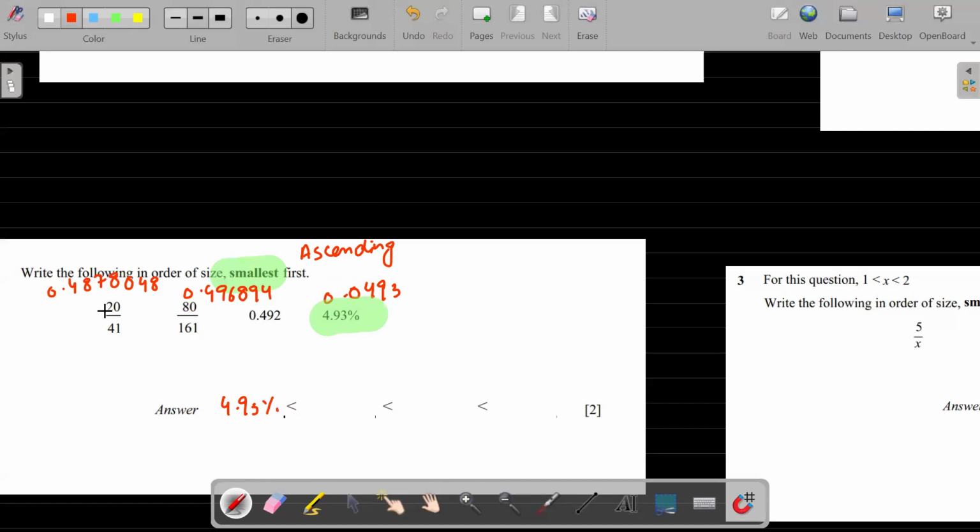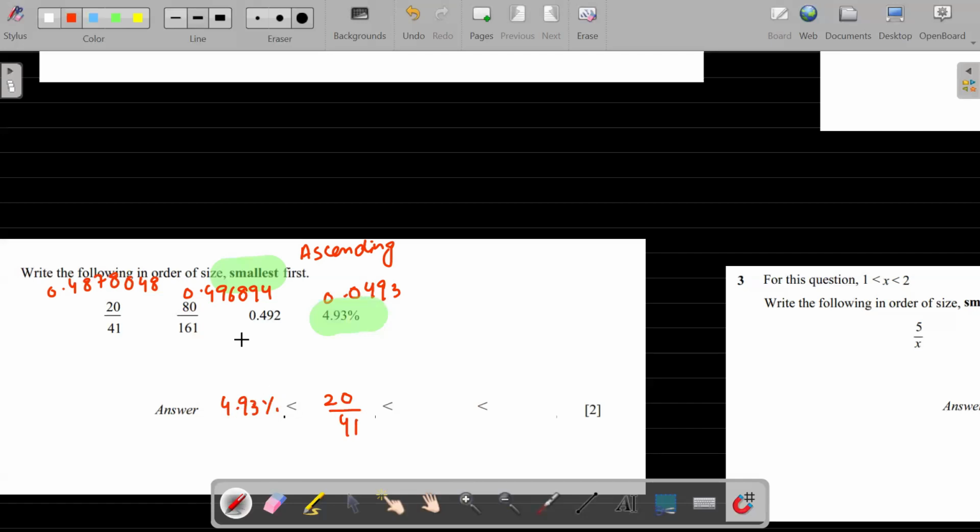Let's compare the first decimal place. First decimal place is 4, 4, and 4. Okay, let's talk about the second decimal place. This is 8, 9, and 9. It means that 20/41 is the second smallest, which is greater than 4.93, but smaller than the other two terms.